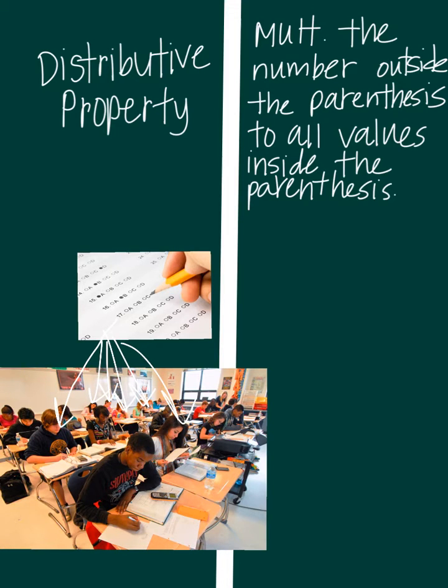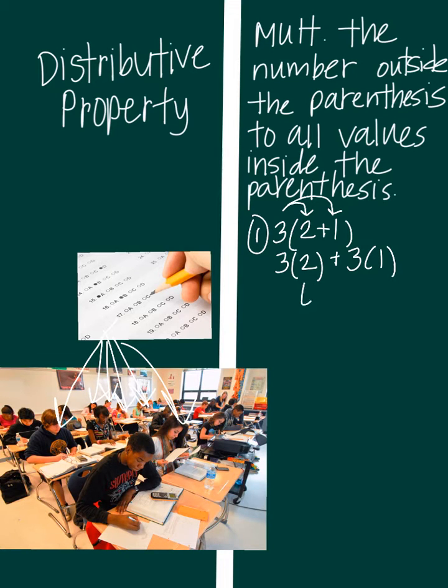With distributive property, you multiply the number outside the parentheses to all values inside the parentheses. Examples. Let's say we have 3 times 2 plus 1. So I always draw my arrows. That gives me 3 times 2 plus 3 times 1. That simplifies to 6 plus 3, which would be 9.